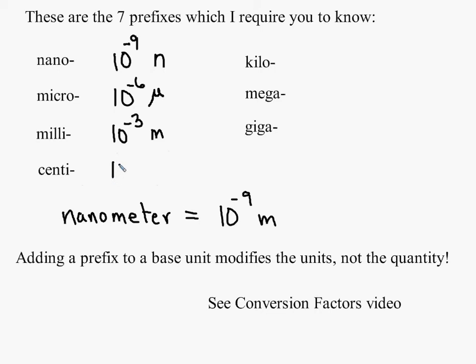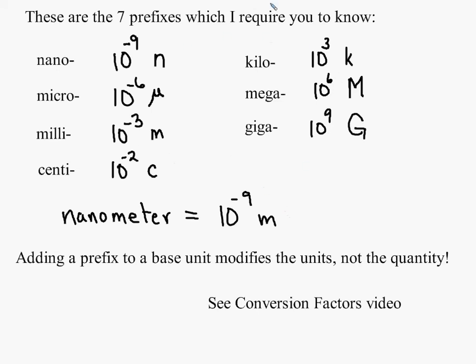Centi, that's 10 to the minus second, and it is lowercase c. Kilo. It means 10 to the positive third, and it is lowercase k. Mega is 10 to the sixth, and it is capital M, not lowercase m. Giga, 10 to the ninth, capital G.